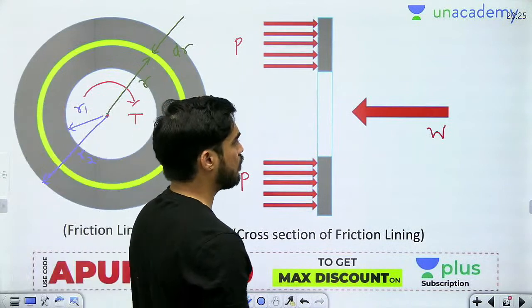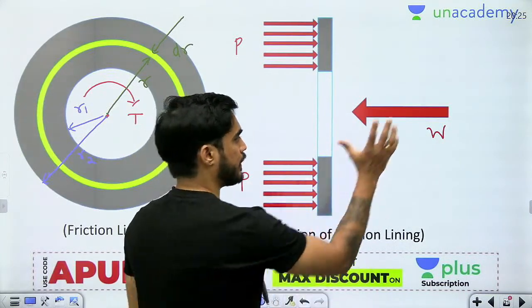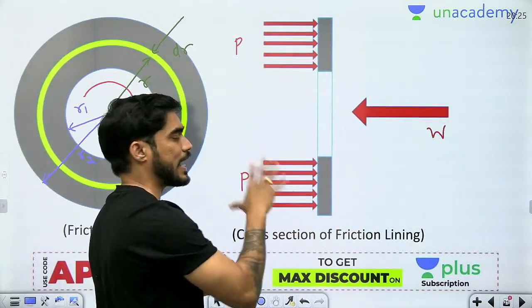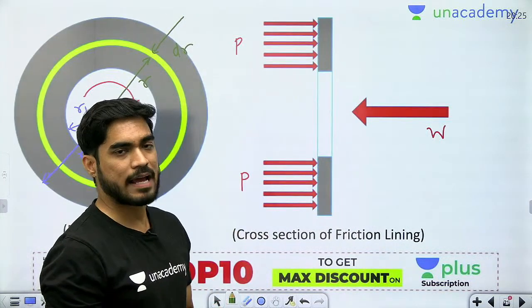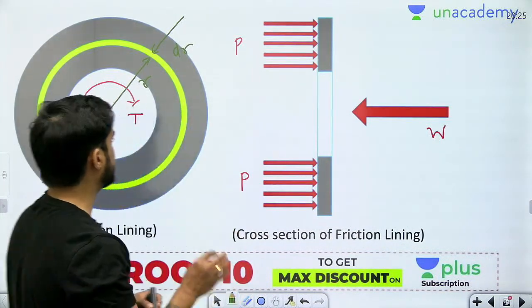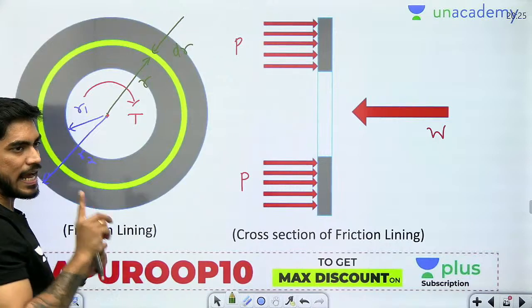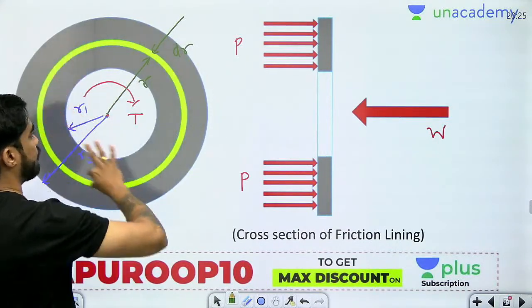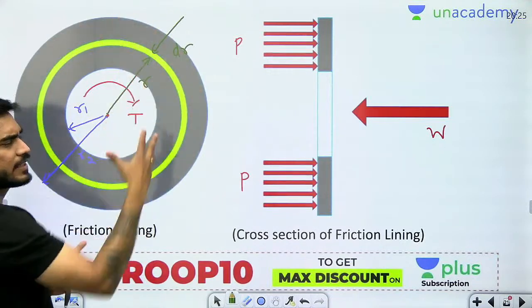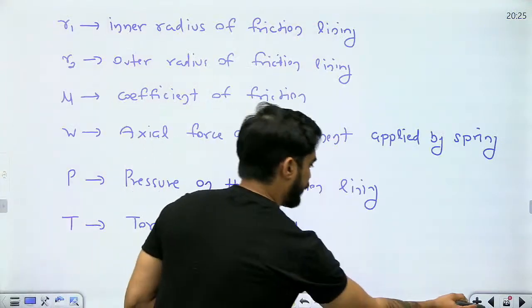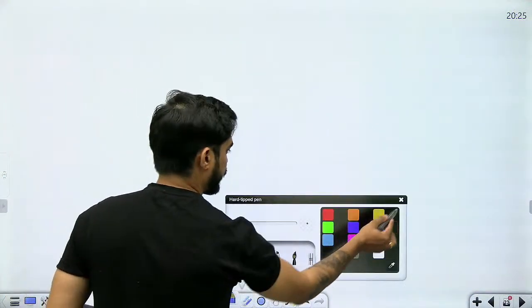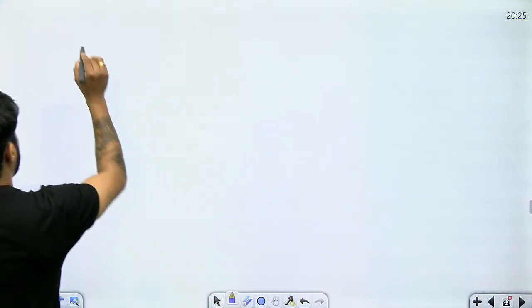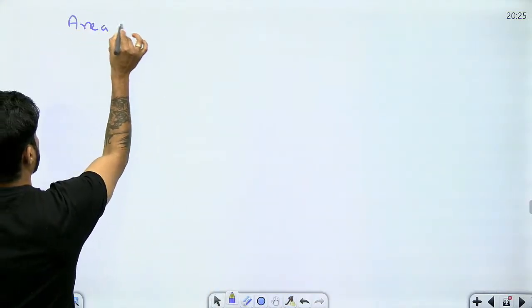So beta, right now I cannot find the relation between this entire W with entire P. So what I am going to do is, I will consider this very small surface. I will find the relation between W and P on this surface, and then I will integrate. Okay? So beta, first relation between W and P. So what is the area of the element?